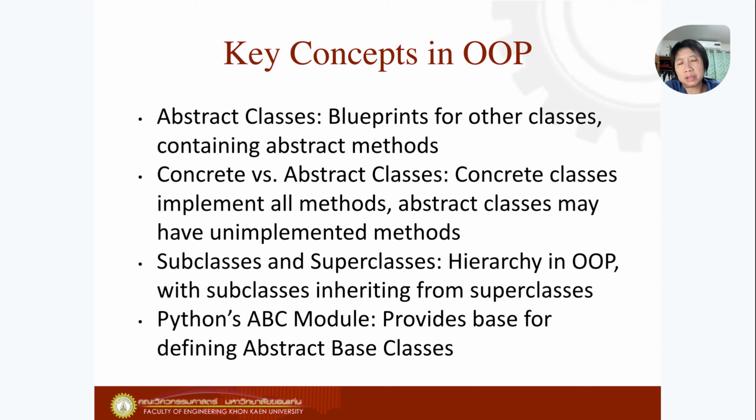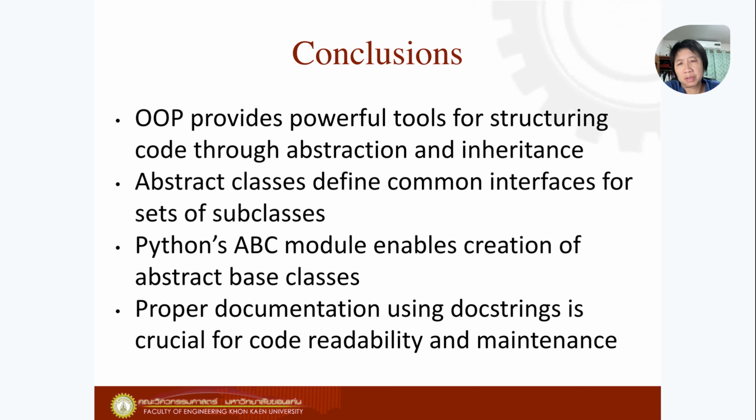So the key concept in OOP is that abstract classes are blueprints for other classes, and concrete classes can implement all methods. Abstract classes may have unimplemented methods. So in conclusion, abstract classes define a common interface for a set of subclasses, and the Python ABC module enables creation of abstract base classes. So I hope that this slide and video will help you to understand more about abstract classes. Thank you.